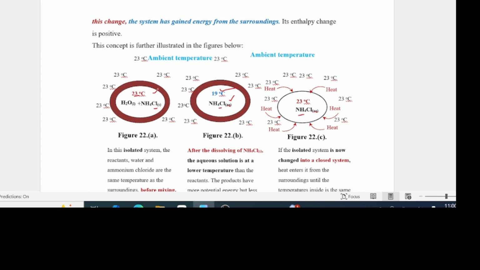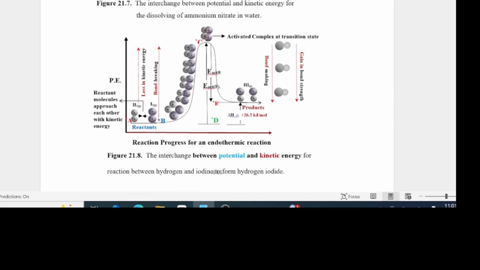That is why we are now saying that during an endothermic change, if the system is not an isolated one but a closed one, heat will flow from the outside into the system. As such, the system will gain energy. This is the energy profile diagram for an endothermic change as exemplified by the reaction between iodine and hydrogen. The left side of this energy profile diagram can be explained in the same way that we have done for the reaction between hydrogen and chlorine.